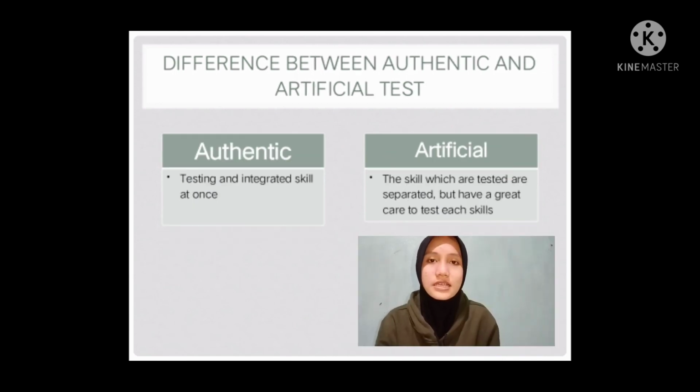Okay, the last topic is the differences between authentic and artificial tests. Authentic is testing integrated language skills in one place, for example, the TOEFL test or the English test. So, the four language skills are tested in one test. Otherwise, artificial also contains tests of four language skills, but one by one. For example, if the test is a reading test, then the context in the test only focuses on reading.